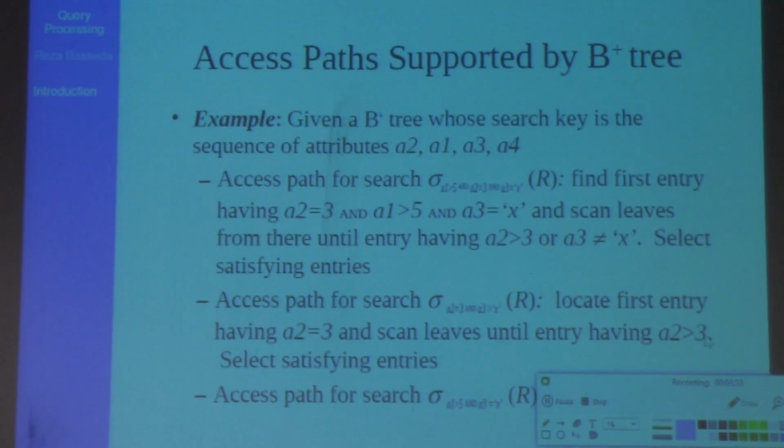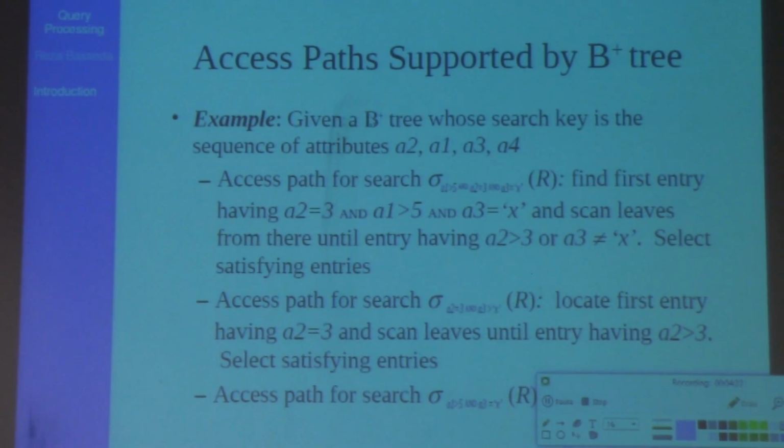This is the B plus tree, and everything is sorted. First of all, the sequence of attributes is like that. You know that in the leaves, records are sorted based on first A2, then A1, then A3, and then A4. So first we need A2, right?